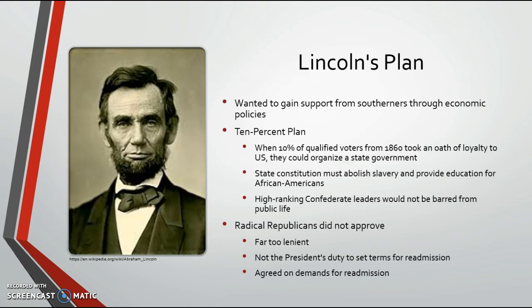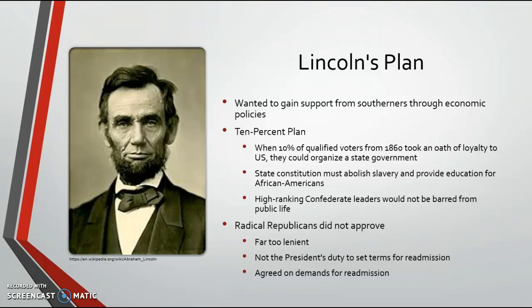So Lincoln, before he died, had a plan for Reconstruction. He knew that once the Confederacy rejoined the Union, the Republican Party would be weakened, and he hoped to gain support from some Southerners with his economic policies. So his plan was fairly lenient. It was called the 10% plan. And this is something he outlined in his Proclamation of Amnesty and Reconstruction in 1863. So his plan stated that when 10% of qualified voters from 1860 took a loyalty oath to the Union, they could organize a state government. So fairly lenient, only 10% of qualified voters from 1860, and then only a loyalty oath.